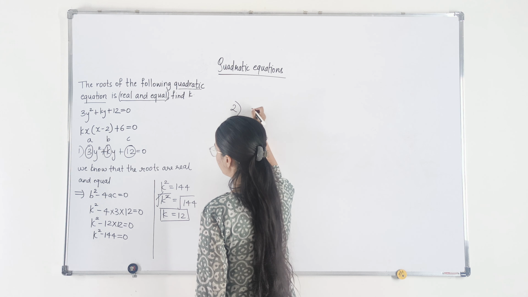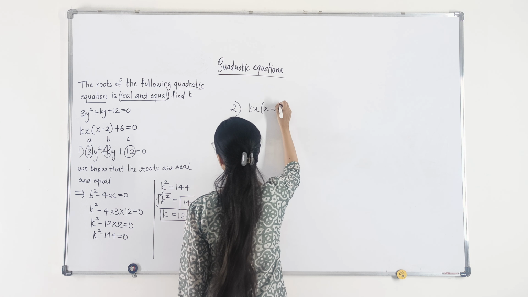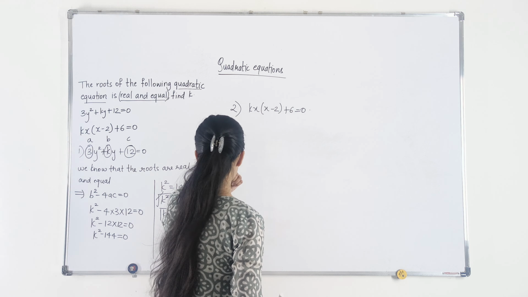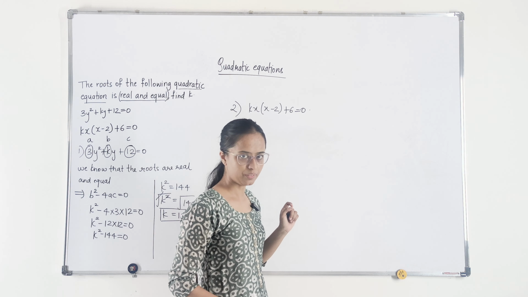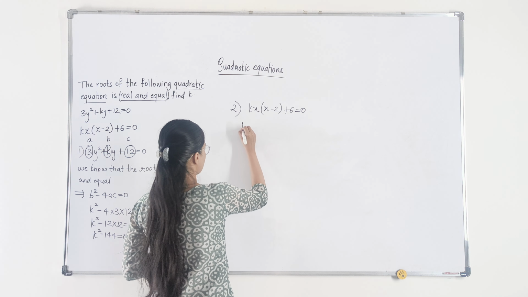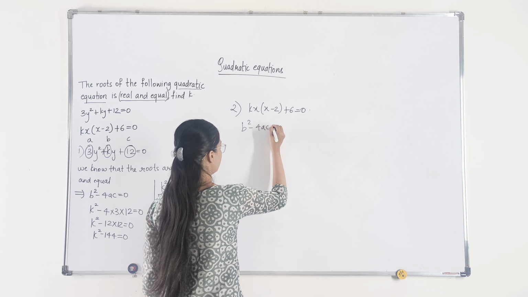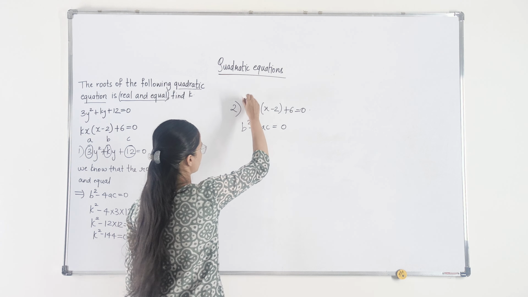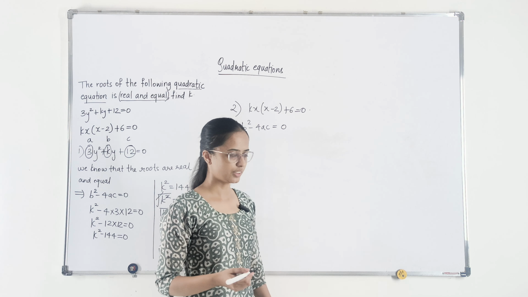The second one, which is kx into x minus 2 plus 6 is equal to 0. Again we are going to write the same thing, that since we know that the roots are real and equal, that is why the value for the discriminant b square minus 4ac is equal to 0. Now here if you see, this is not in your standard form, so let us first bring the given equation in the standard form.